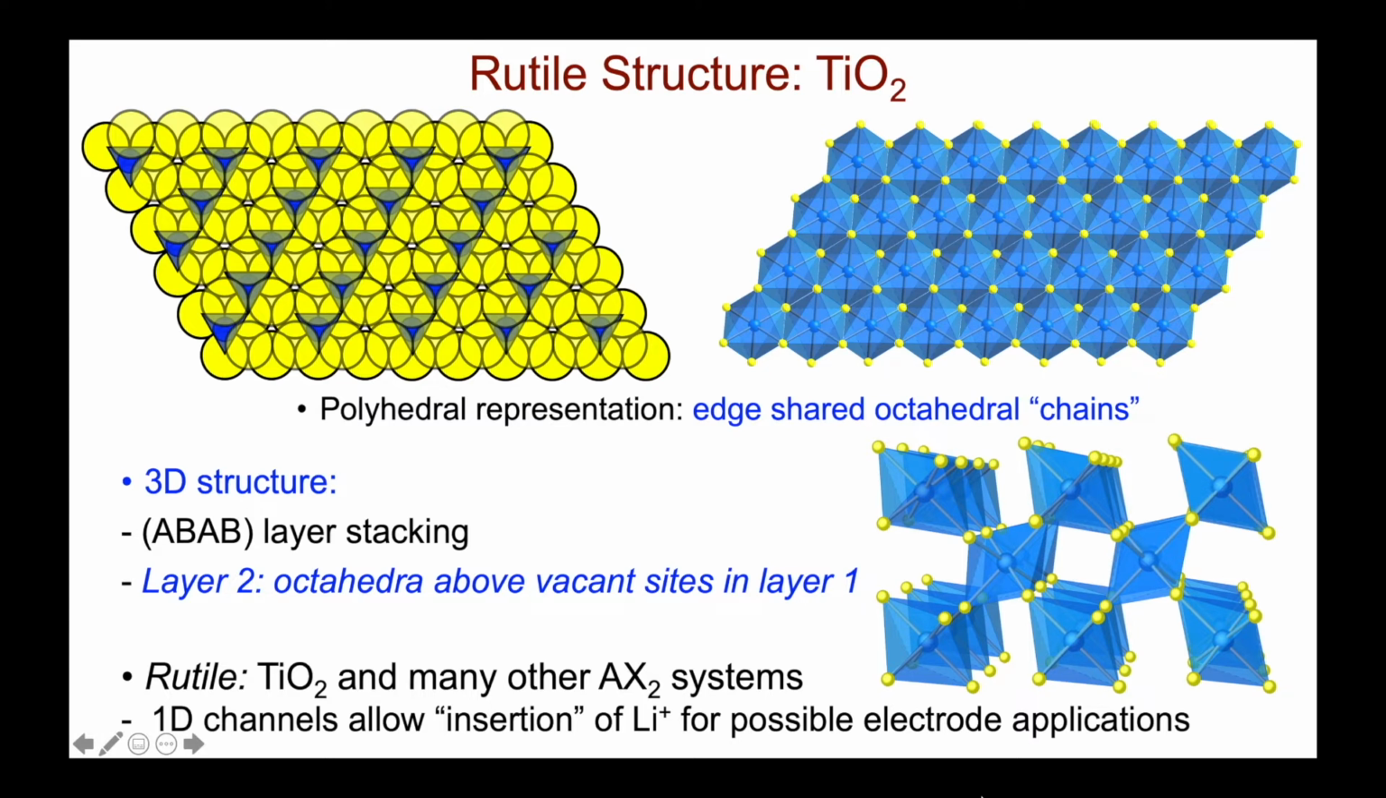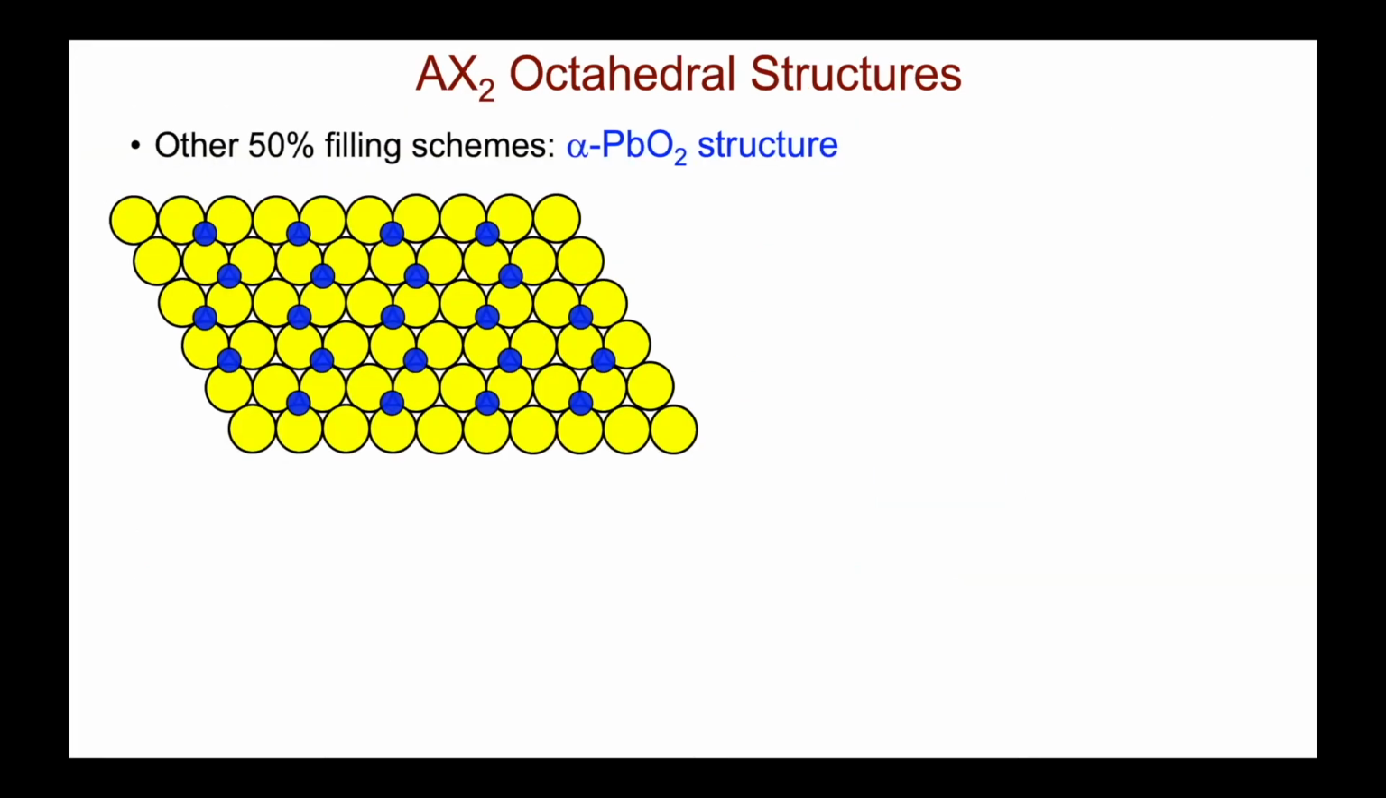And indeed, TiO₂ with the rutile structure has been looked at as an electrode for batteries. Let us look at some other filling schemes, structural types that are adopted by other compounds. This is another 50% filling scheme, where again half of the octahedral holes are occupied by cations, but in a different way. Here we'll see that we're getting these zigzag rows of the filled positions, separated by zigzag vacant sites.